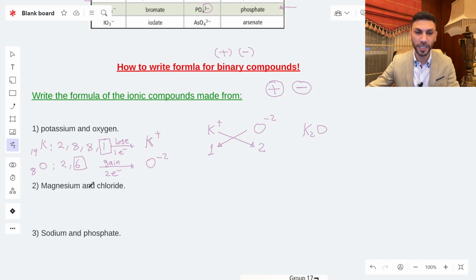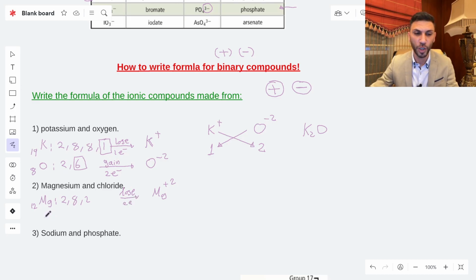Number 2, magnesium and chloride. So magnesium from the periodic table has 12 electrons, or it's in group 2. That means we have 2, 8, and 2. Losing 2 electrons, it will become Mg positive 2.